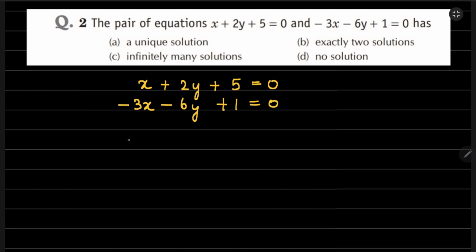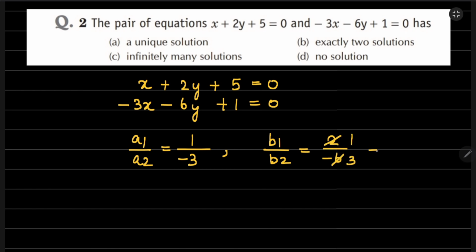Now by looking at it, what is your A1 by A2? You have to analyze your A1 by A2. A1 is nothing but the coefficient of x in the first equation. It is just 1. A2 is minus 3. Okay, this is your A1 by A2. What is B1 by B2? It's nothing but 2 divided by minus 6. So this is nothing but minus 1 by 3.